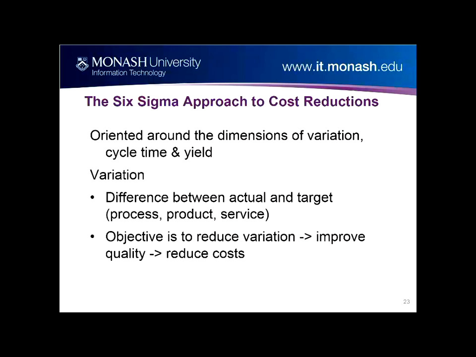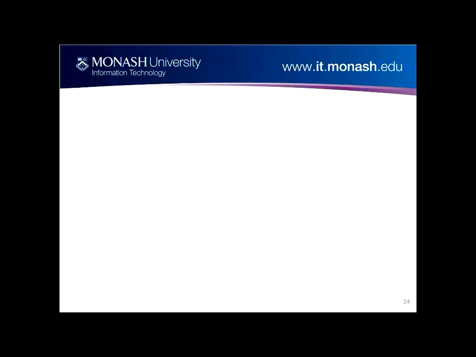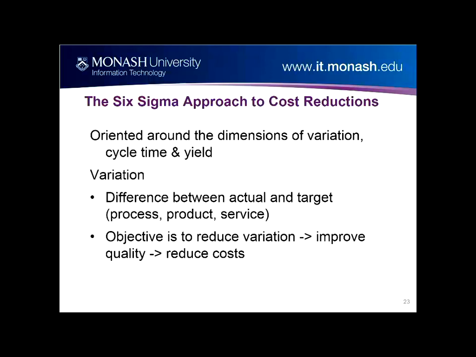So your Six Sigma approach is cost reduction, oriented around the dimensions of variation, cycle time and yield. I was talking about the cycle time, reduce the cycle time, so that you spend less cycle time. The variation, that means the variation from what? From the target value. What will be the variation? That means the difference between the actual and the target process, product, and service. And the objective is to reduce the variation, improve the quality and reduce cost. And that is the concept of Six Sigma.